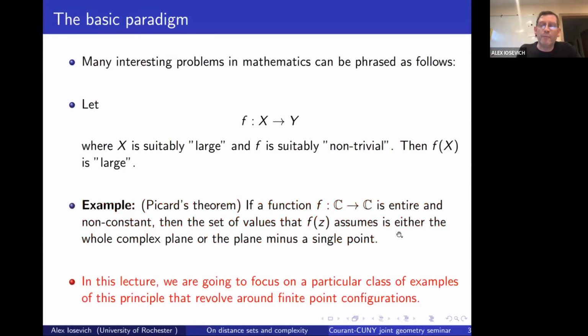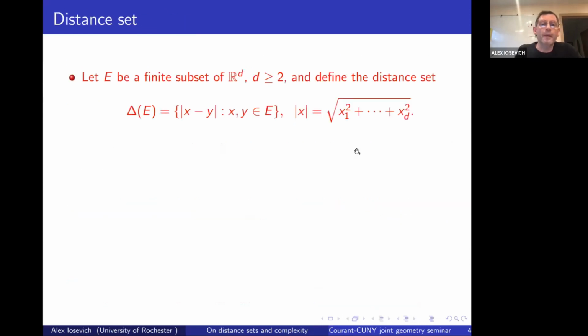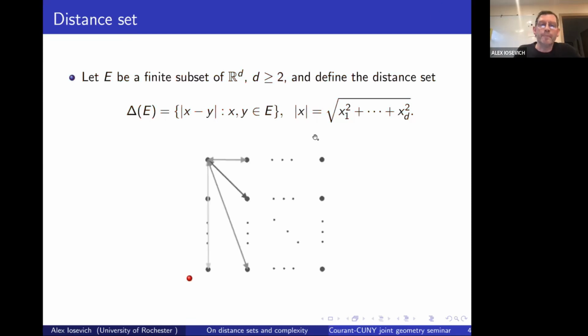In this lecture, I'm going to focus on a particular class of problems of this type that revolve around point configurations. So what is a distance set? You take a finite subset of R^d, you define a Euclidean distance. One of many things I will not have time to talk about in detail is what happens if you change the notion of a distance. And you count how many distances this finite set determines.